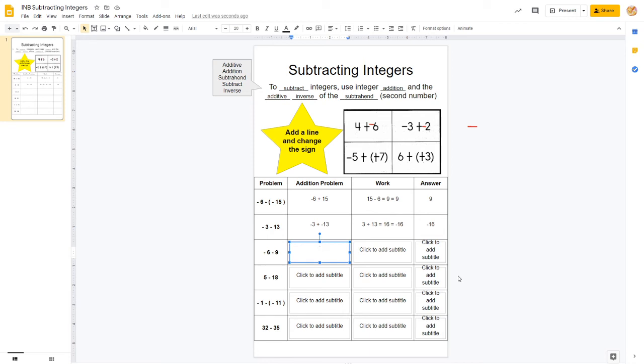Okay, I do the same thing here. I keep -6, change the minus sign to a plus sign. Then I change +9 to a -9. Now my signs are the same, so I just add them. 6 plus 9 is 15. Since both my numbers were negative, it is -15.